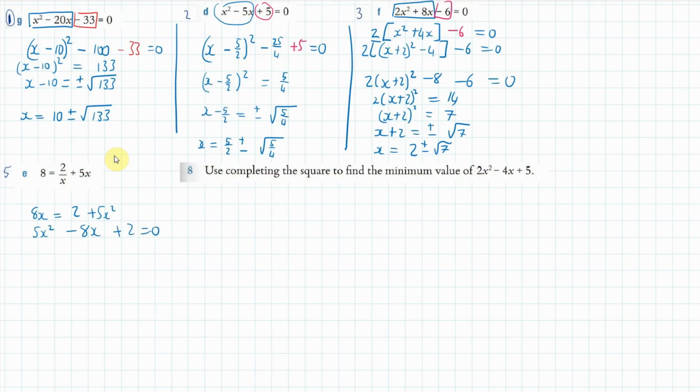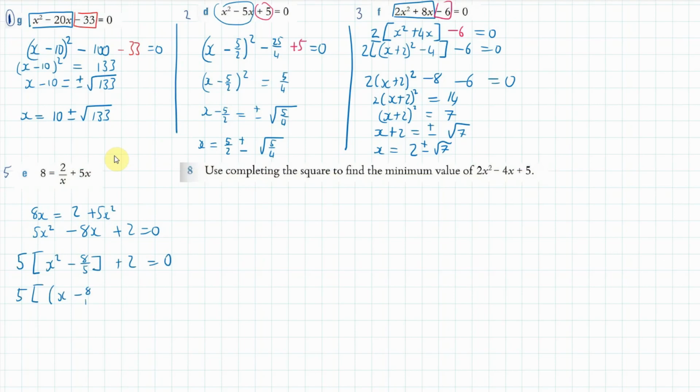Now, you could complete the square and solve this. Personally, at this point, I would use the quadratic formula because it would be easier. But if you were asked to complete the square, you could. It'd just be pretty nasty. So I'll show you how I'd do that. 5 into x squared minus 8 over 5 plus 2 equals 0. Now I'm going to halve in my square brackets the 8 over 5, so that would become 8 over 10.